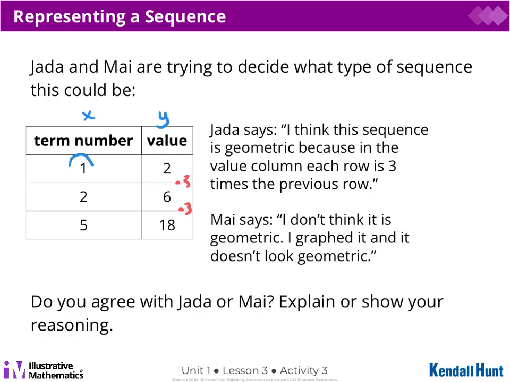The problem is in your X values. You go from 1 to 2, then you jump to 5. There are some jumps missing here. So if I redraw the table, 1, 2, 3, 4, 5, and I go 2, 6, 18, now I got to try some things out because times 3 doesn't work because I got 2 numbers missing in between.